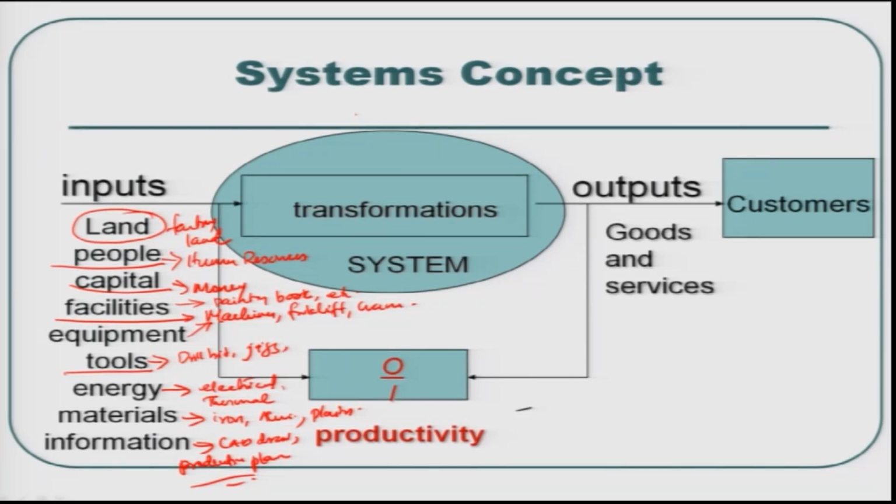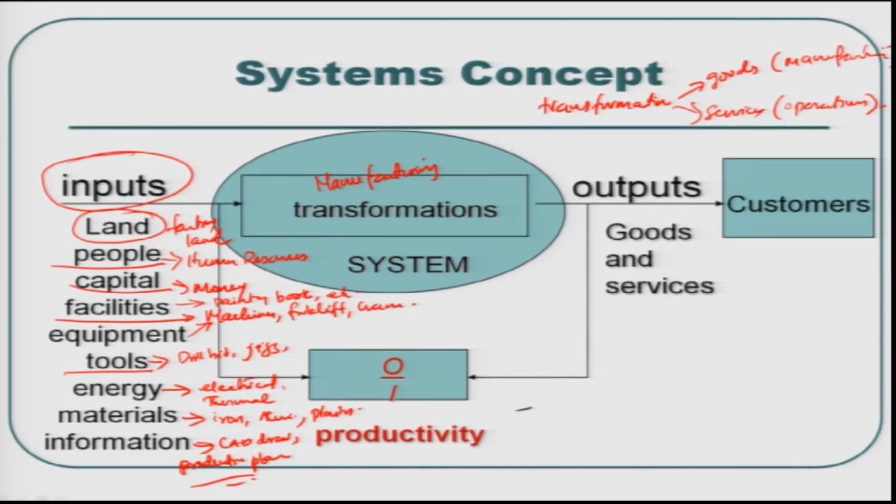If you look at it from an overall systems viewpoint, this transformation is typically what we call manufacturing. The transformation process, if it produces goods, then we call it manufacturing. If it produces services, then we call it operations. You might have studied this in different textbooks. What we are talking about is the manufacturing transformation. So, you transform all these inputs into some output.